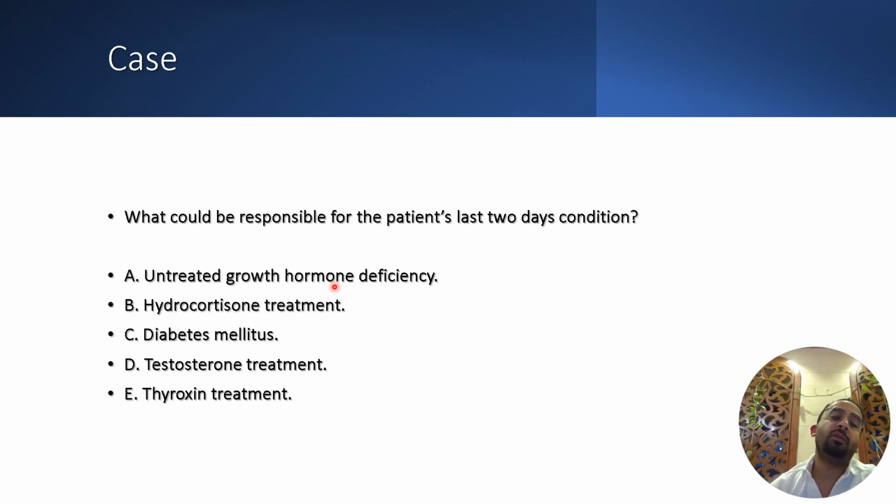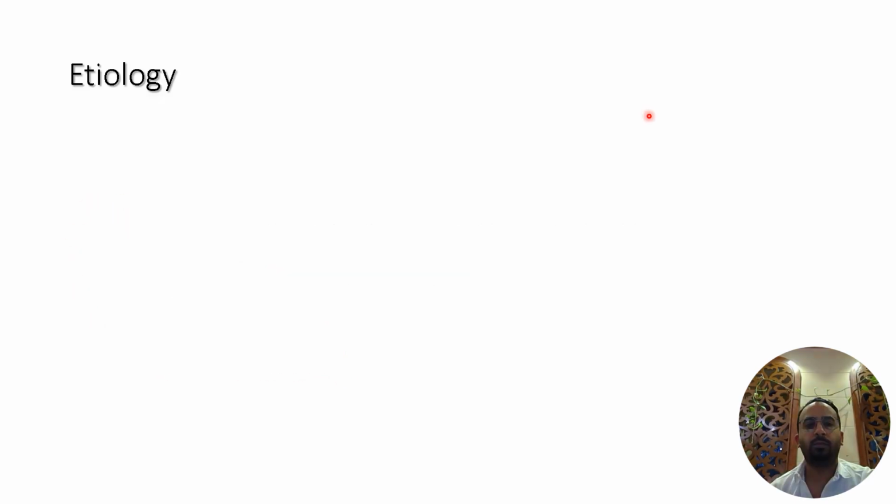Is it due to untreated growth hormone deficiency, or is it an effect of the replacement therapy with hydrocortisone, or did the patient develop diabetes causing polyuria and polydipsia? Is it an effect of testosterone treatment or the effect of thyroxine treatment? And again, we're going to leave the answer of these questions to the end of the presentation.